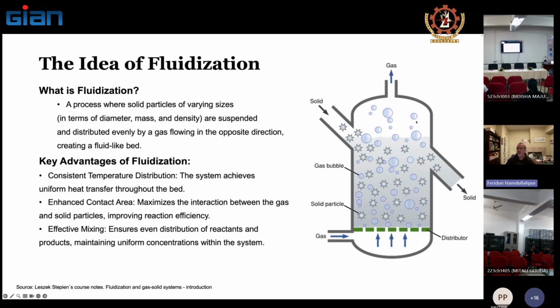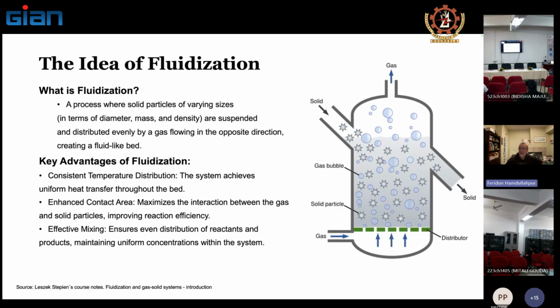These bubbles do not stay as bubbles. Of course, at the surface of this, they will erupt and project particles into this zone. But nevertheless, this is the idea of fluidization, that particles will be suspended. Just shortly, I will show you in what stages this happened.